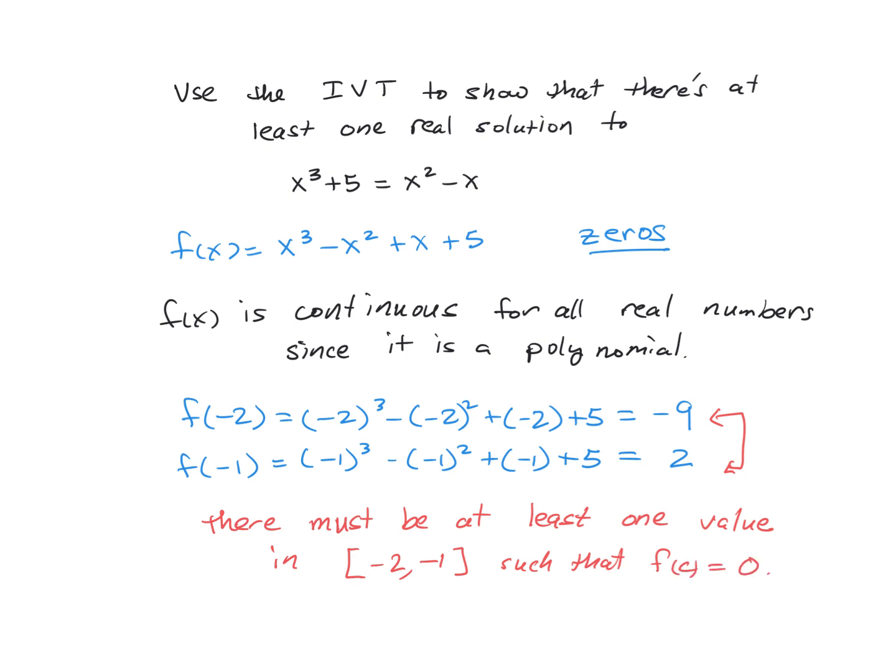And again, this problem is not concerned with finding it, rather it's concerned with just showing the existence of such a number. So since the polynomial has a 0, we know that the algebraic equation must have at least one solution. And you'll see the graph of this function below the video link.